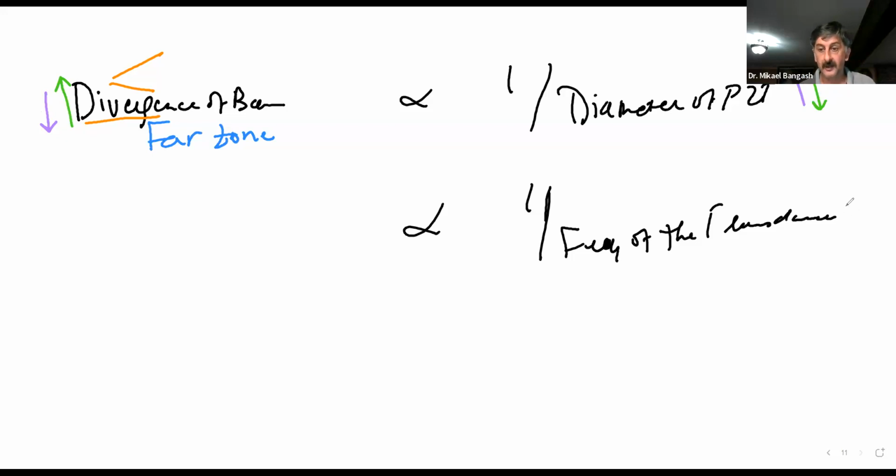And if a transducer had a lower frequency, that will also lead to greater divergence of the beam. Whereas a high frequency transducer will lead to lesser divergence of the beam. And where did this divergence happen? That was in the far zone.